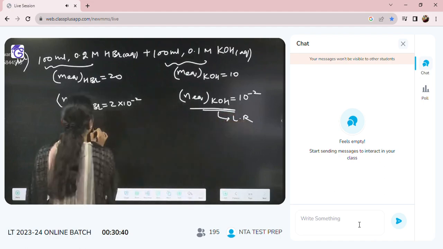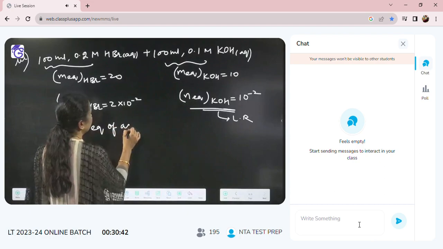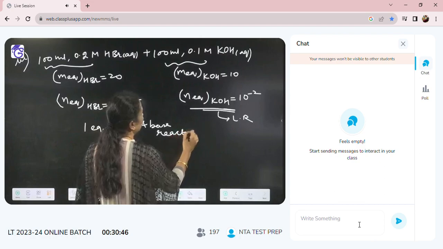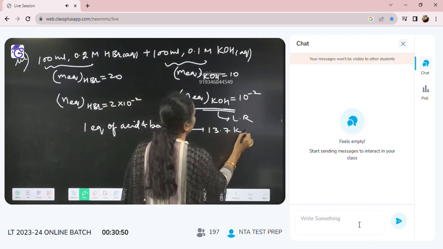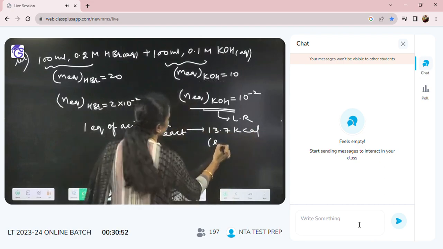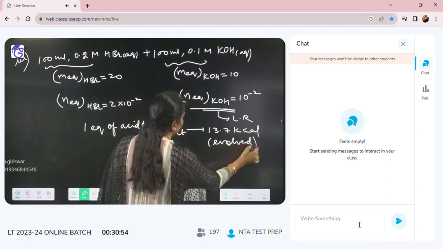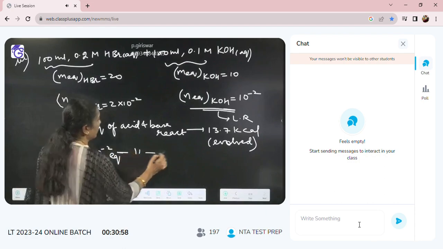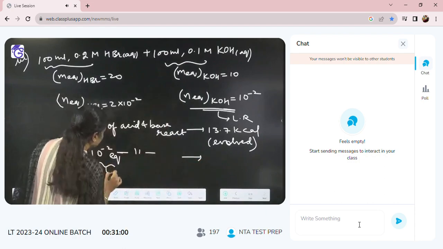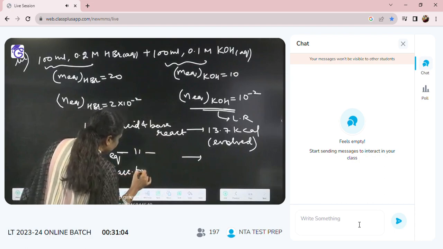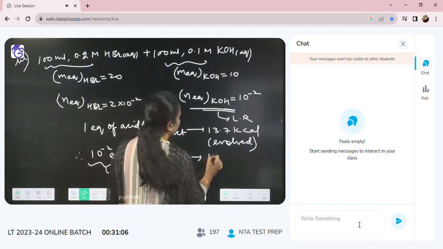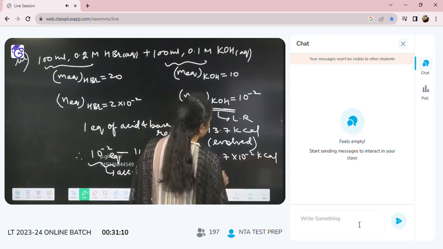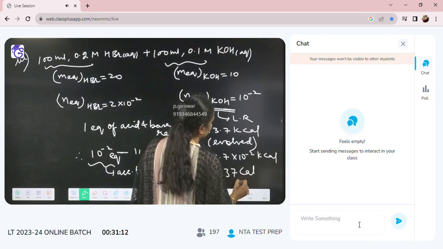So simply I'll be writing, one equivalent of acid and base reacting, for that one it is 13.7 kilocalorie of heat which is evolved here. So therefore, for 10 to the power of minus 2 equivalents reacting, and this we are writing according to LR, I'll be getting 13.7 into 10 to the power of minus 2 kilocalorie, which is 137 calorie of heat evolved.